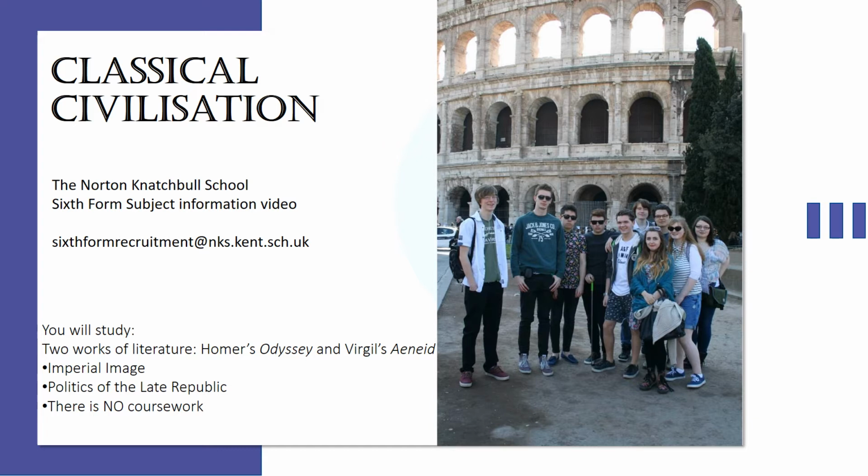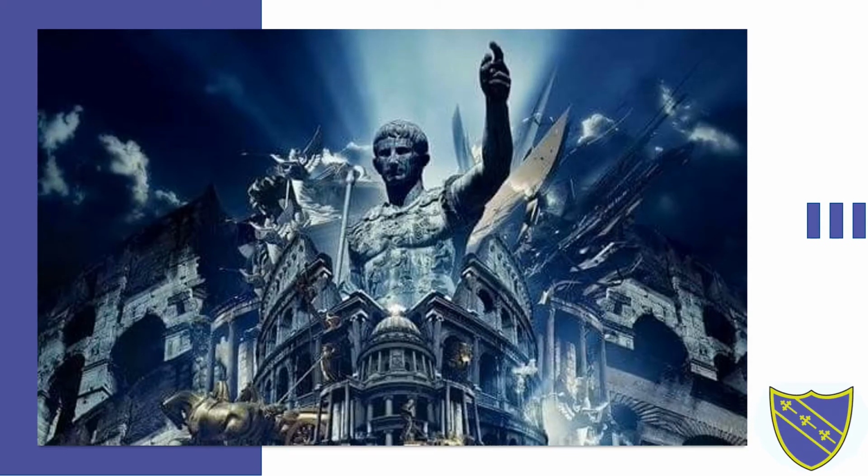So let's have a look at the diversity and relevance of the course with an example from the Imperial Image Unit, which you will study in Year 12. We will carry out a critical study into Augustus, first Emperor of Rome, who ruled with sole power for 41 years, creating a legacy as one of the most effective and controversial leaders in human history.